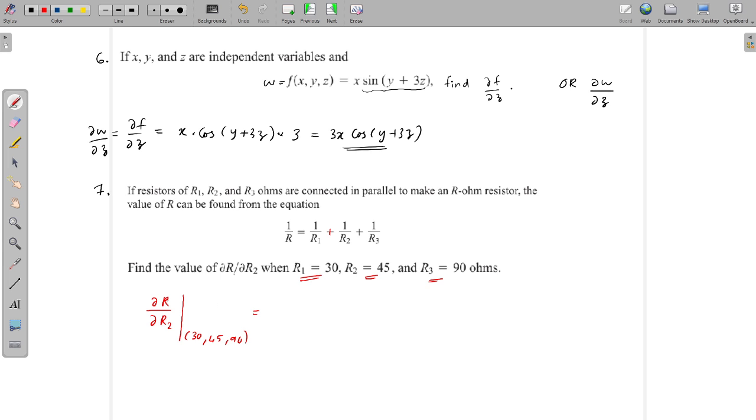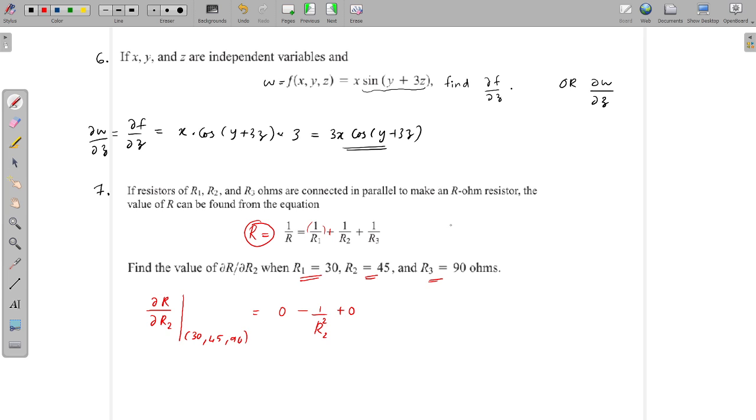So how will you find the first expression? We are considering R1 and R3 as constants. So the derivative of this is 0, and the derivative of the quantity 1 by R2 is minus 1 by R2 squared, plus again 0. So this is the derivative of R with respect to R2. But this is possible only when we write R is equal to this expression. But here, this is not R, this is actually 1 by R.